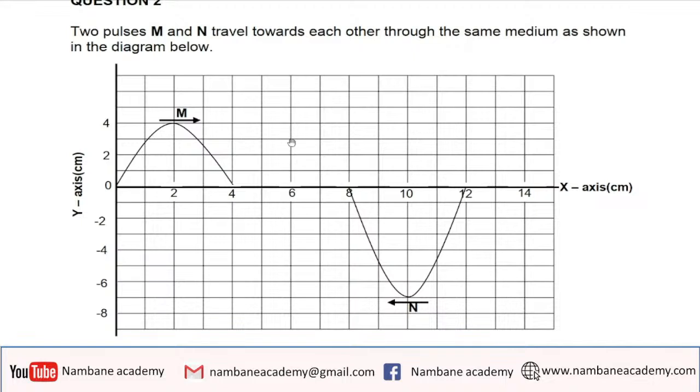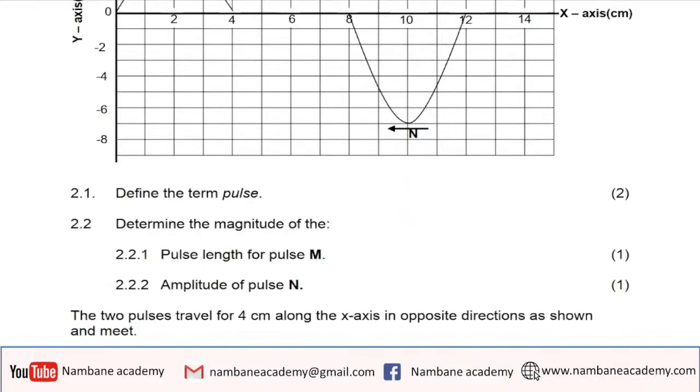Question two, it's about waves, sound and light as a combination, but basically for starters, we are looking at pulses and waves. So the question reads as: two pulses M and N travel towards each other through the same medium as shown in the diagram. So we're having that one of M and then we're having that one of N. And then the first question, 2.1, define pulse.